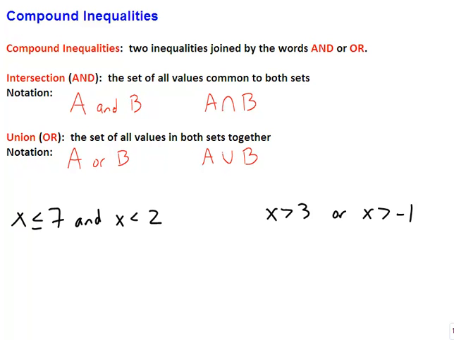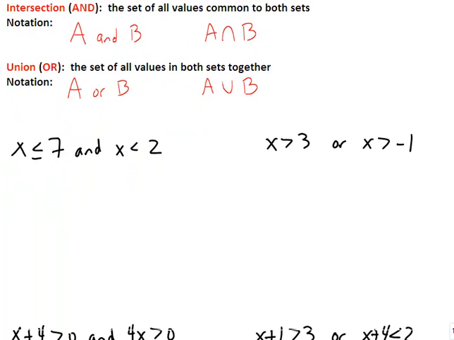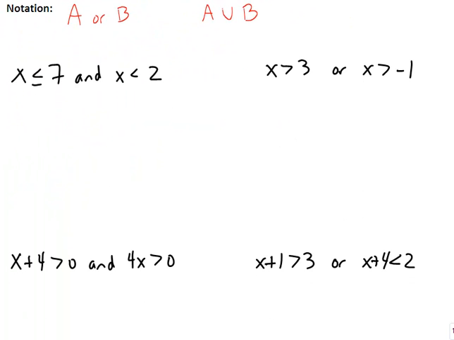So the first kind of example you're going to see is just two inequalities separated by either the word "and" or the word "or". The first thing you want to do is make sure that the inequalities in the problem are simplified and solved for x. Both of these are. And then you're going to graph each of these inequalities on their own number line. So I'm going to do the first one here, x less than or equal to 7. And then below it, lined up below it, I'm going to do the inequality x less than 2.